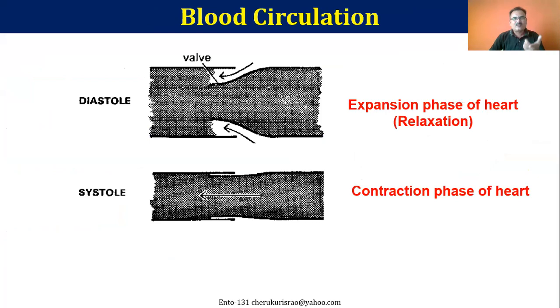Let us see how it opens and how it closes. Imagine there's an ostia here. During the resting stage, the relaxed stage, that's called the diastole stage, the alary muscles pull up the heart. When the alary muscles pull up the heart, the entire volume becomes large, and because of that, the ostia opens. When the ostia opens, the blood flows from outside to inside the heart.